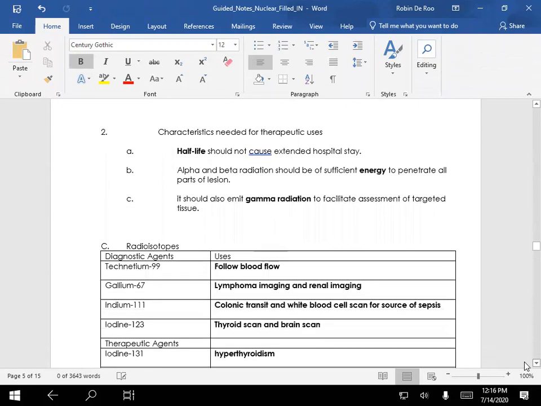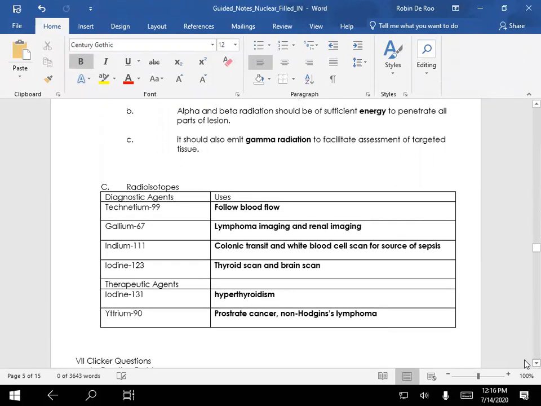So characteristics needed for therapeutic uses, sure, the half-life should not cause extended hospital stay. Alpha and beta should be of sufficient energy to penetrate the lesions. And also you want gamma, so you could facilitate the assessment of the targeted tissue. So just a few examples.